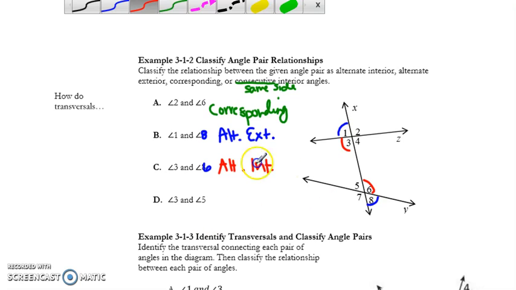And I'm going to abbreviate here for space. And then the next pair is going to be 3 and 5. So this one and this one. So these are on the same side, and they're on the inside, so they're same side interior.